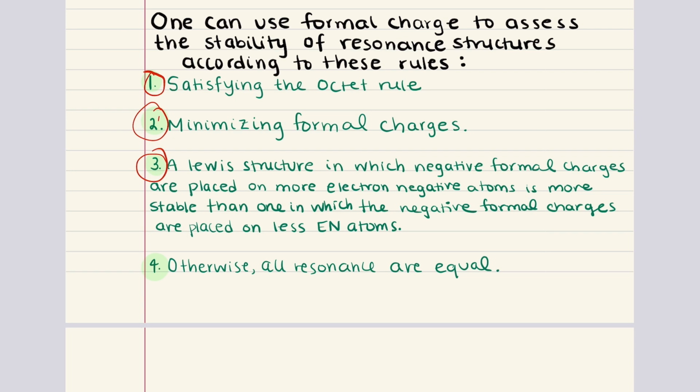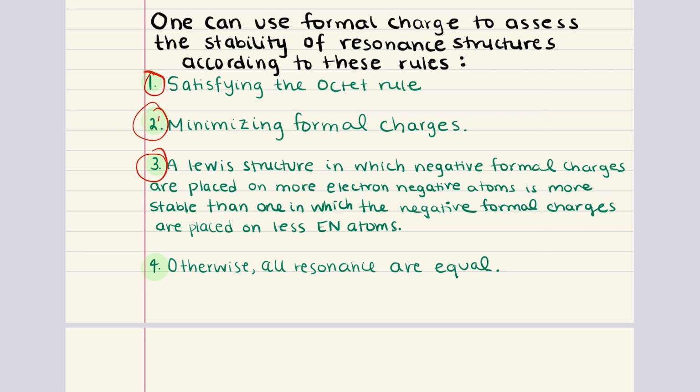All right, check the octet rule, minimize formal charges, and make sure that if there are formal charges, the negative charges are on the electronegative atoms. Now, if criteria 1 through 3 do not help you distinguish between structures, then they all contribute equally to the resonance hybrid. So keeping these in mind, it's going to really help you tackle problems.